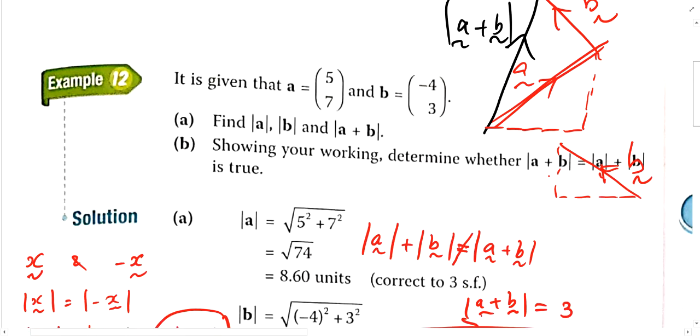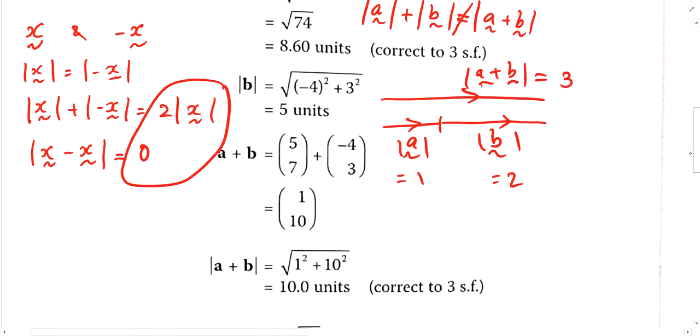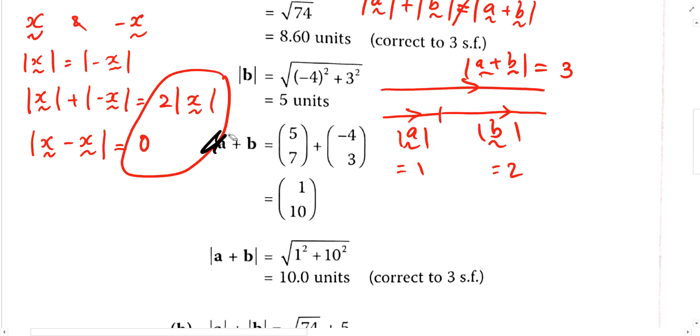So when I want to find the magnitude of A plus B, what you need to do is the vector addition first. We do A plus B like this, just as what you have been doing in the previous example. Once you have the vector, then you find the magnitude. Make sense? All okay? Then we will try it.